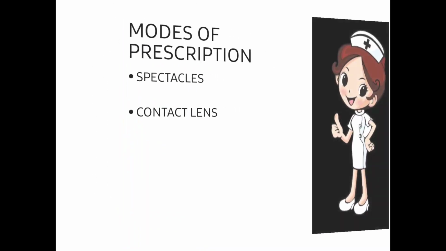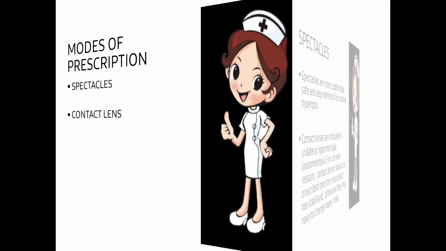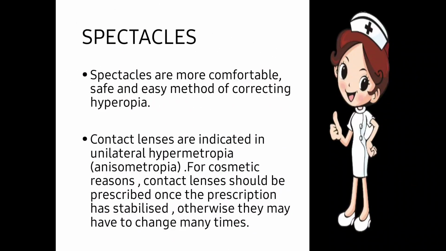Next one, modes of prescription. We will give the prescription in two ways: spectacles as well as contact lenses. Spectacles are more comfortable, safe, and an easy method for correcting hypermetropia or hyperopia. Contact lenses are indicated in unilateral hypermetropia. If a person has high hypermetropia in only one eye and no or very little hypermetropia in the other eye, then we will prescribe contact lenses.